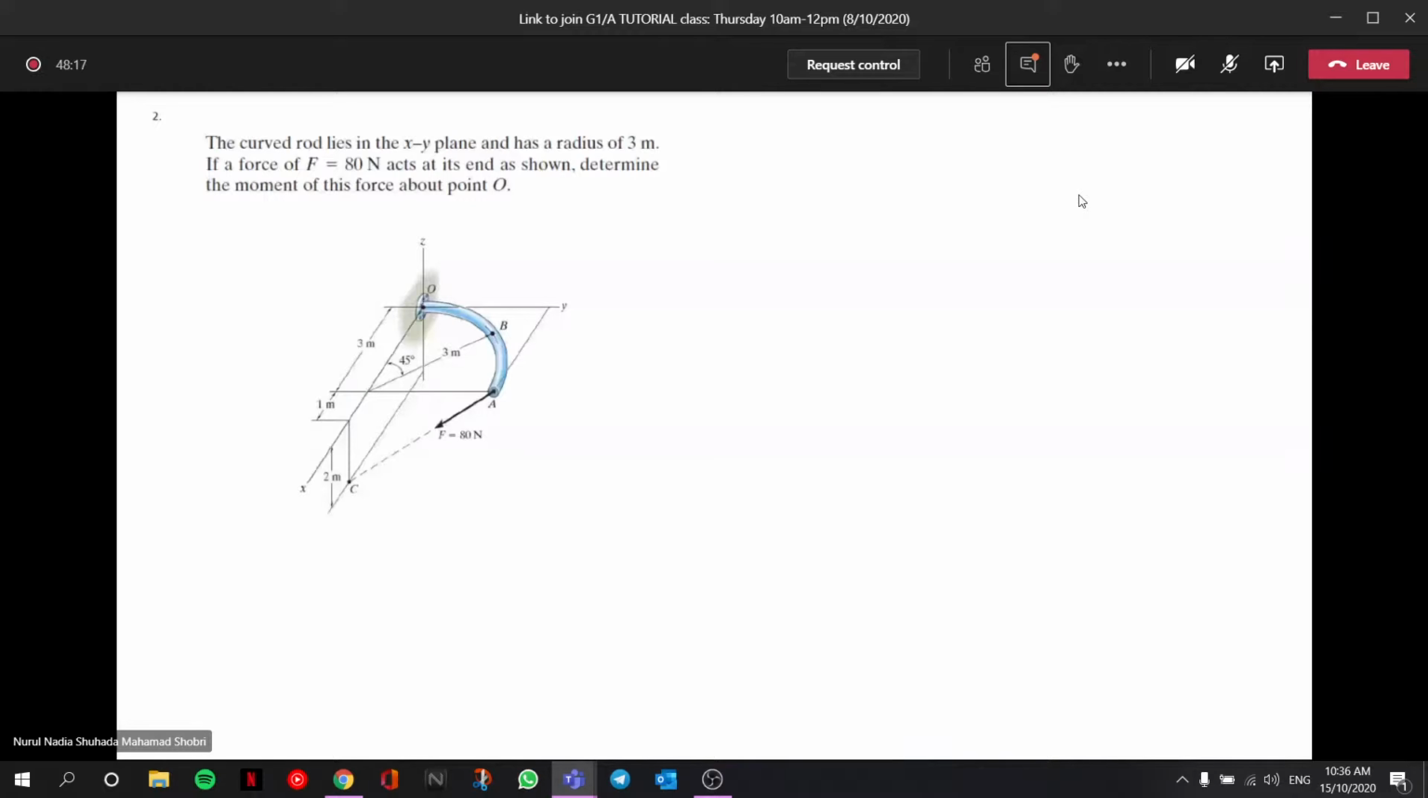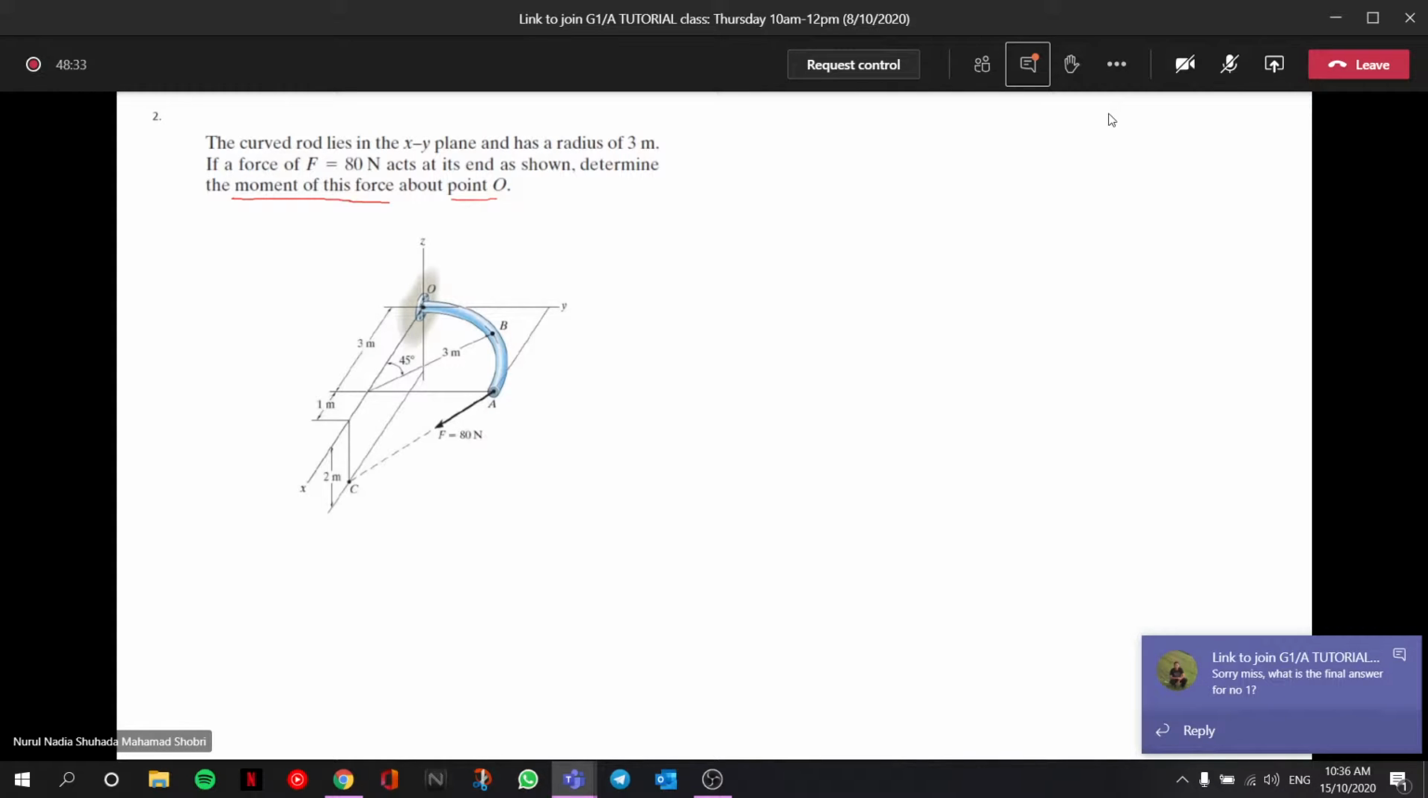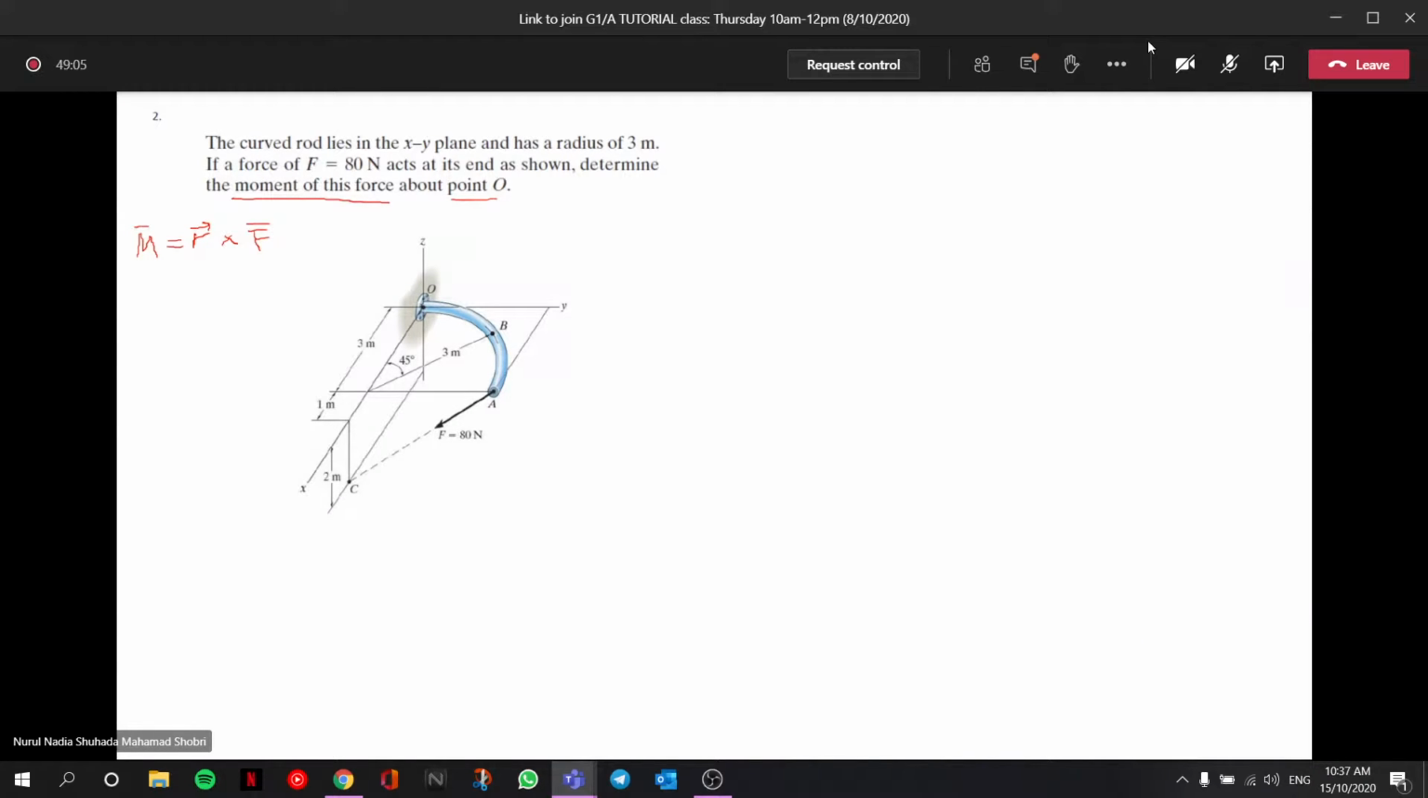For this question, I have to explain first. The question wants us to determine the moment of this force about point O. That means it wants us to find the vector of moment. The formula should be vector R times vector F. So you have to find vector R and also vector F before you could find the moment.